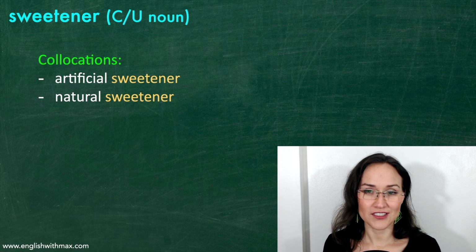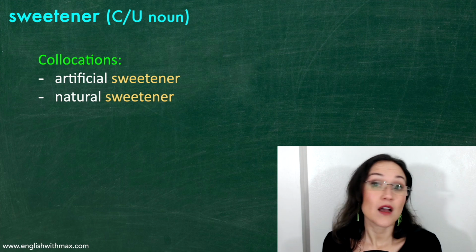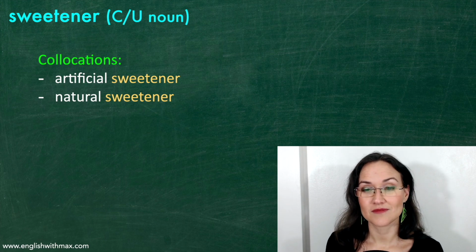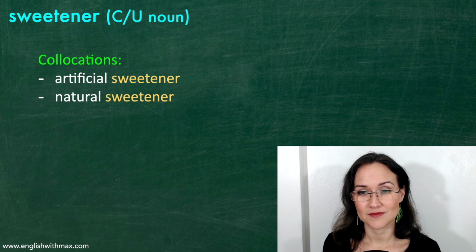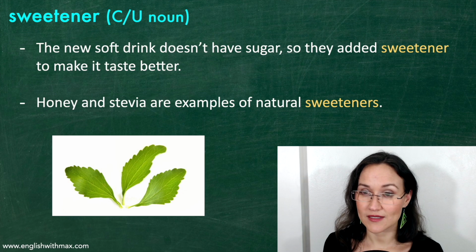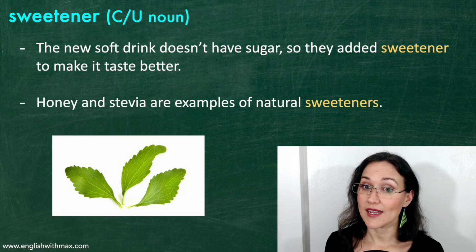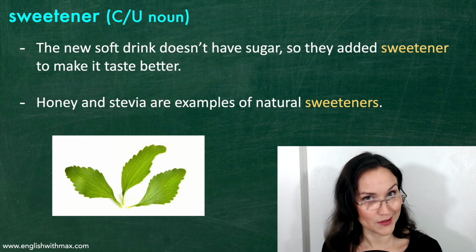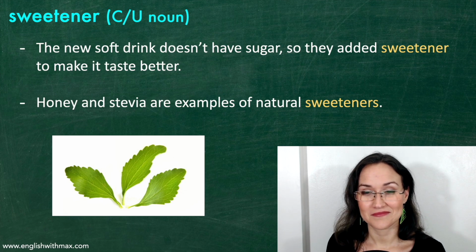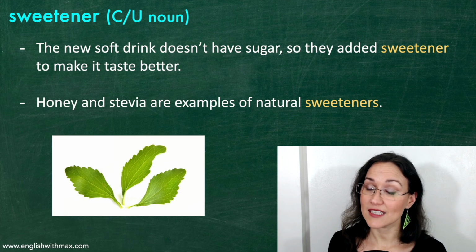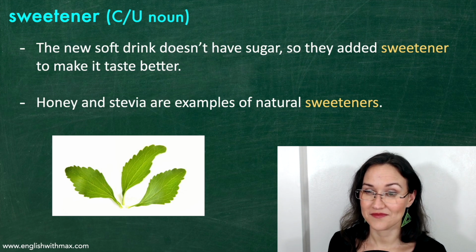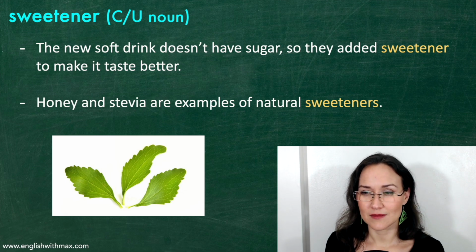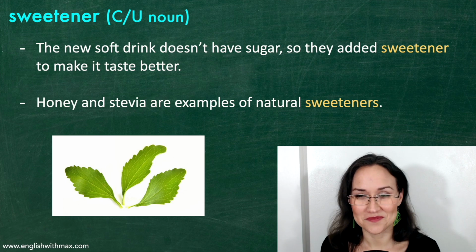Here are a couple of collocations. We have artificial sweetener and natural sweetener. The new soft drink doesn't have sugar, so they added sweetener to make it taste better. Honey and stevia are examples of natural sweeteners. Stevia is what you can see in the picture.